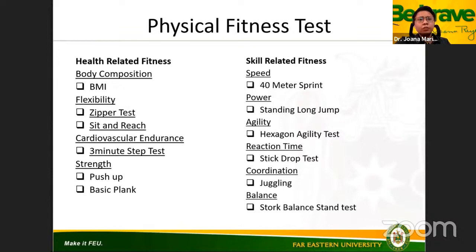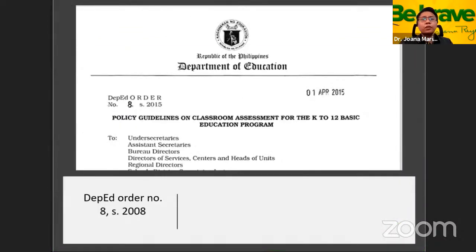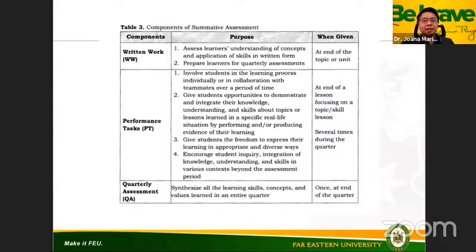Okay. And of course, speaking of assessment, meron din po tayong DepEd Order number 8, series of 2015, or Policy Guidelines on Classroom Assessment for the K-12 Basic Education. So dito, kung kayo po ay isang public school teacher, for the components, makikita po natin yan sa ating class record. We have the written work, we have the performance task, and the quarterly assessment. Ayan, yan yung nakikita natin sa ating class record.